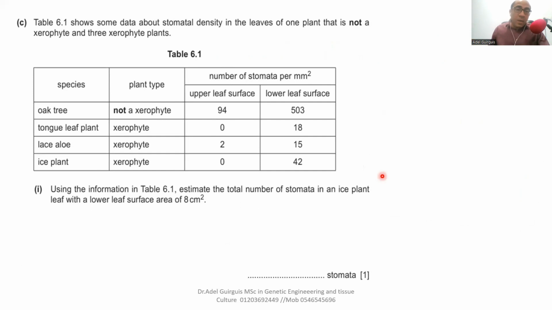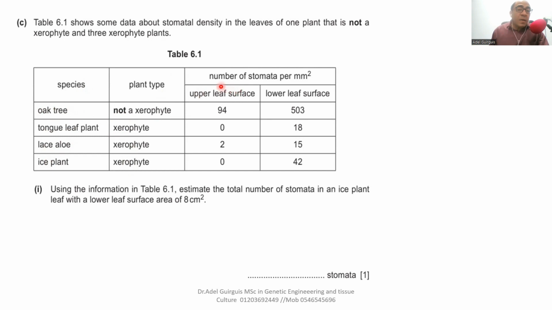Okay. In the leaves of one plant that is not a xerophyte and 3 xerophyte plants. You know well that xerophyte means desert plant. Not xerophyte means mesophyte, a normal plant like an oak tree. Here there are four species, an oak tree and 3 other xerophytic plants.